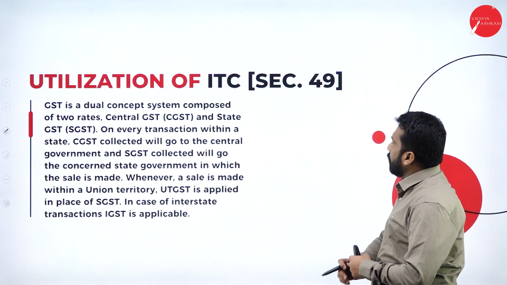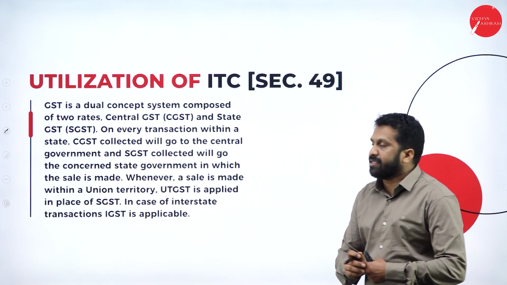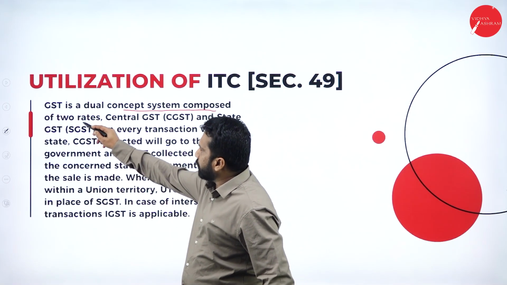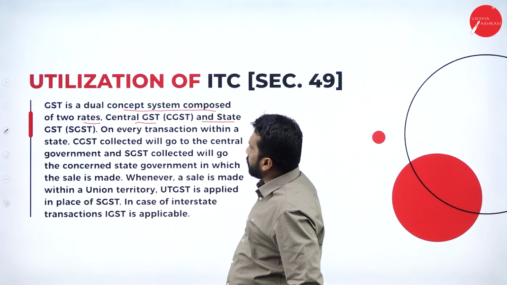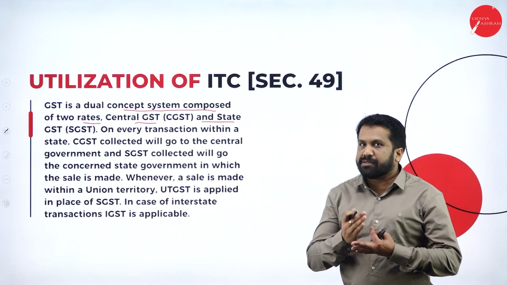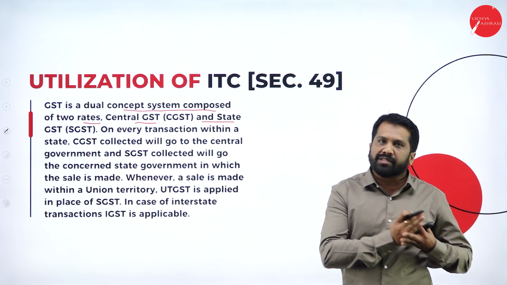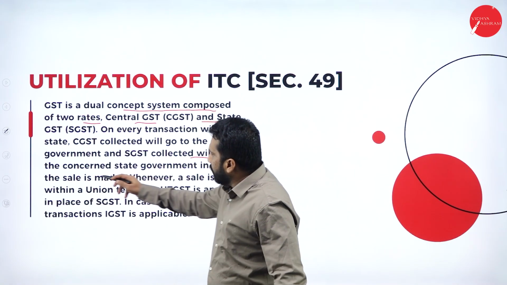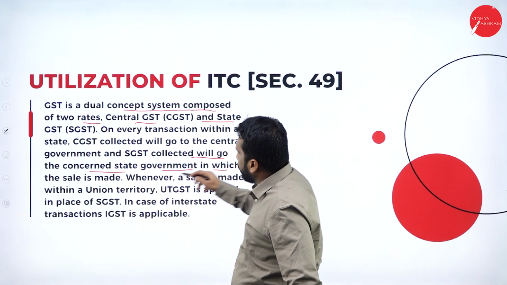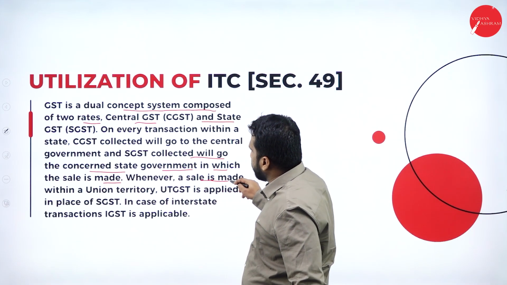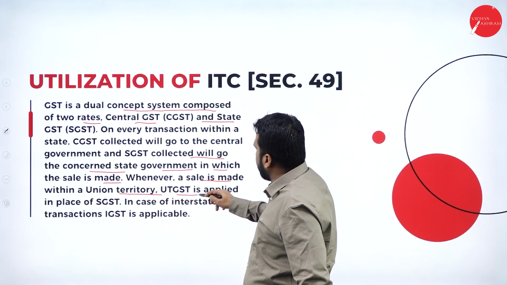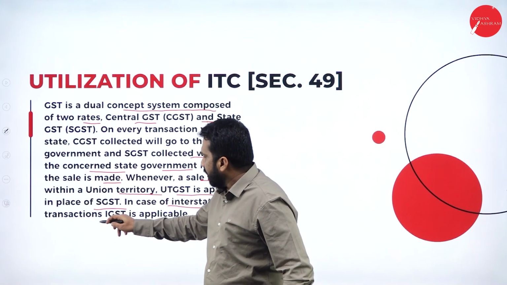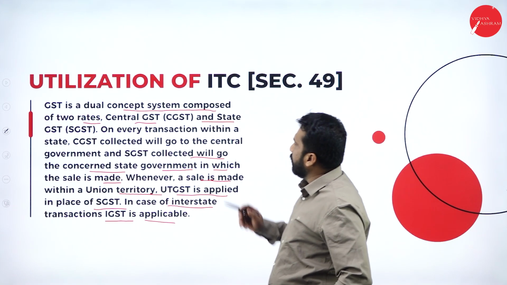Now, utilization of input tax credit. How to utilize that? GST is a dual system composed of two rates, central and state. As you know, whatever GST we collect, we split it. Half of the GST will go to the central government, half to the state government. It will go to the concerned state government in which the sale is made. Whenever a sale is made within a union territory, UTGST is applied in place of SGST. In case of interstate sales, IGST is applicable.